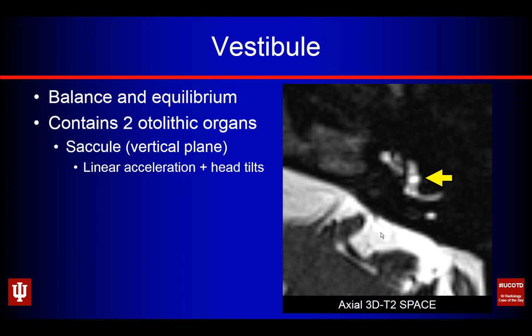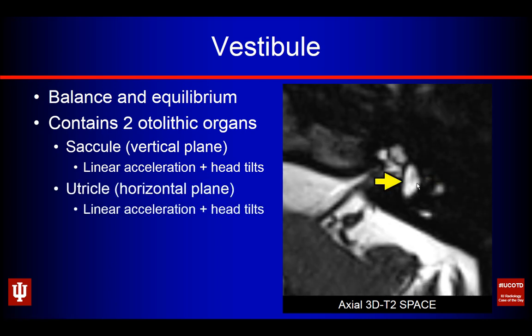The first is the saccule, and you can see that sort of rounded saccule right there that's in the vertical plane. And this is for detecting linear acceleration and head tilts. And then it has the utricle, which is seen in the horizontal plane, denoted here with the yellow arrow. And this is also for detecting linear acceleration and head tilts, but in that horizontal plane.